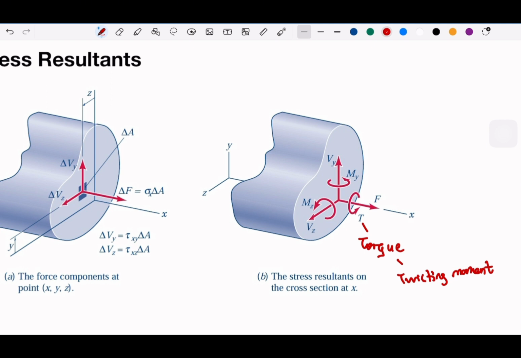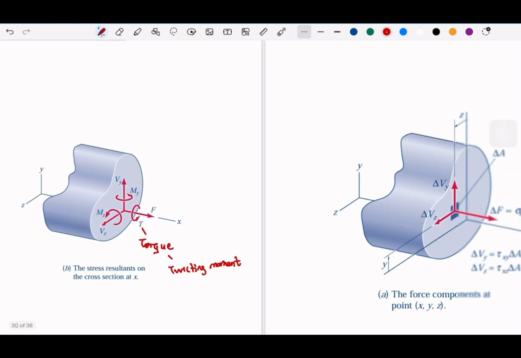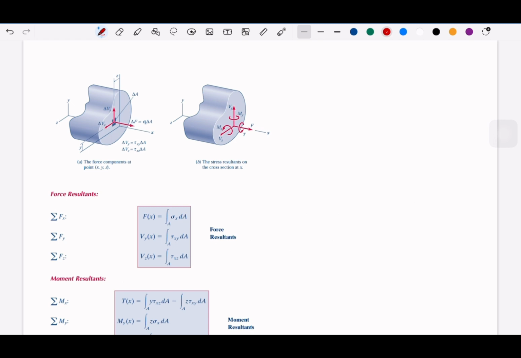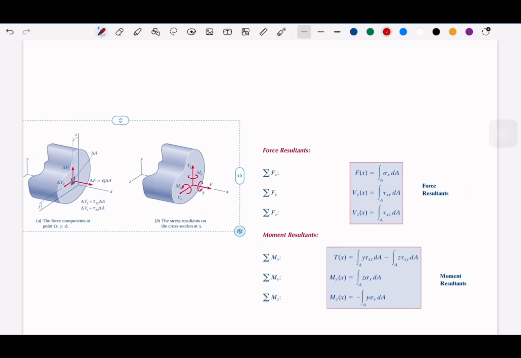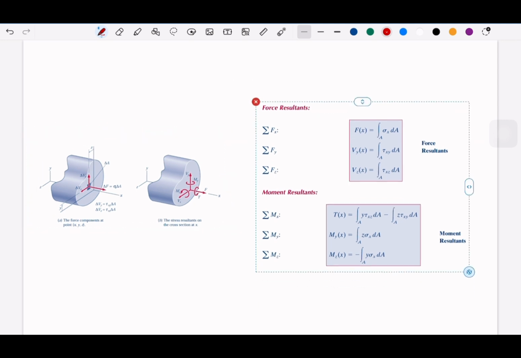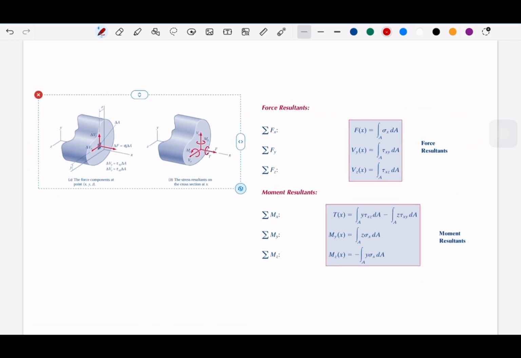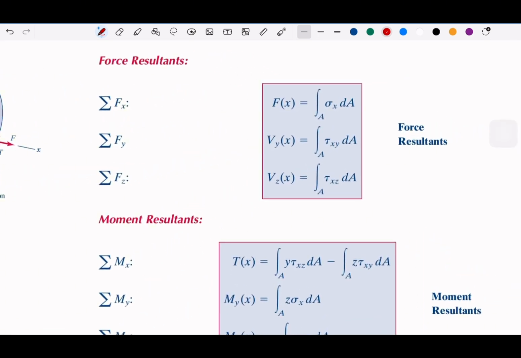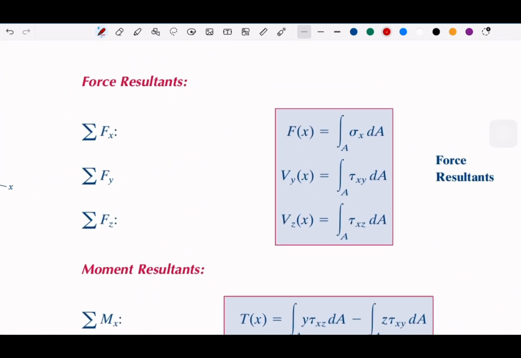So if we try to write all of this into new equations, then we can write this as, right here, let me write over here, we can write the force resultants. We take the integrations with respect to A and then just multiply. And how do we define the dA?